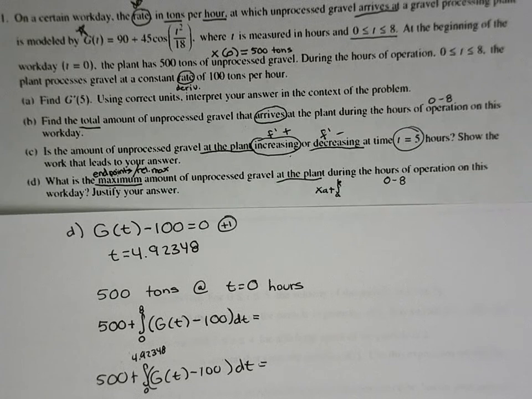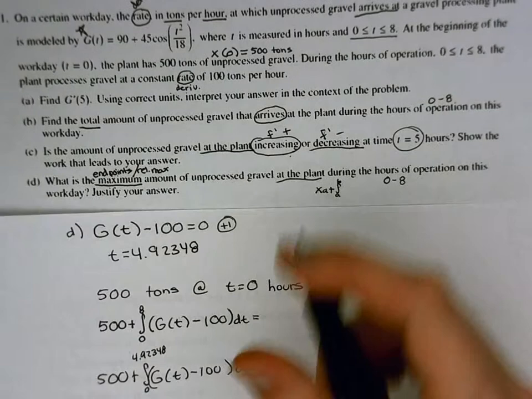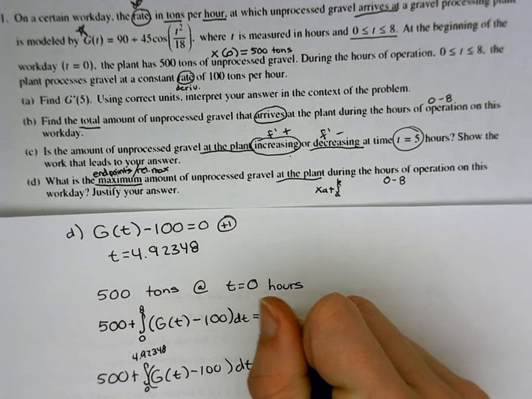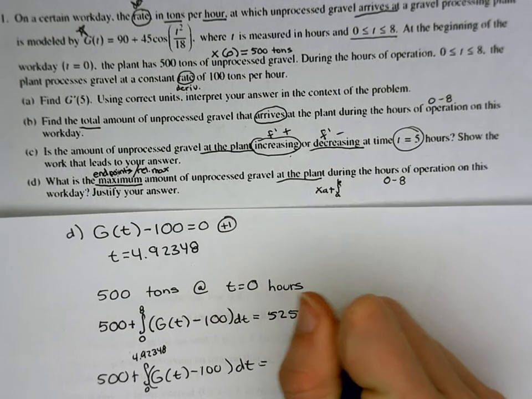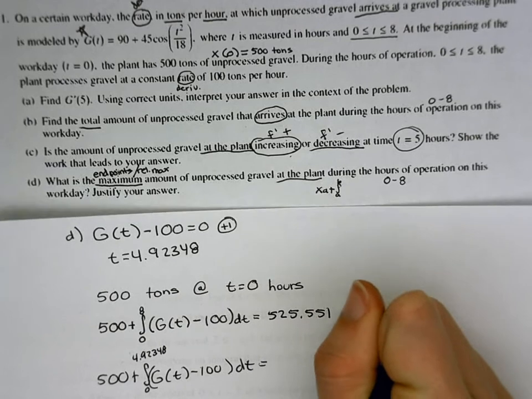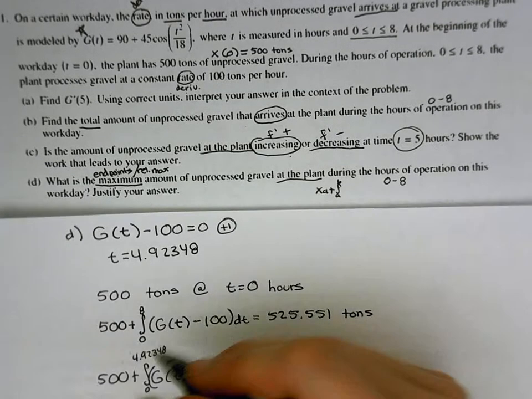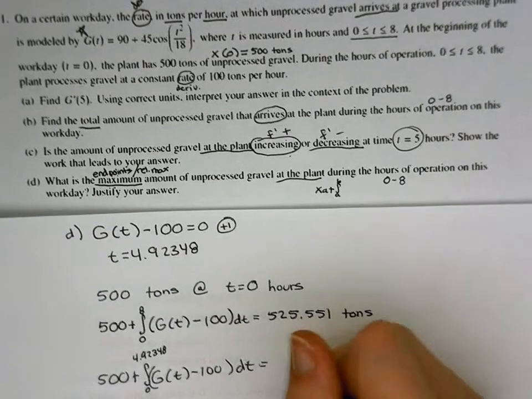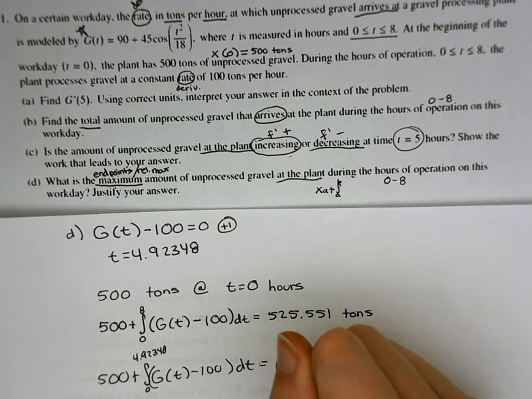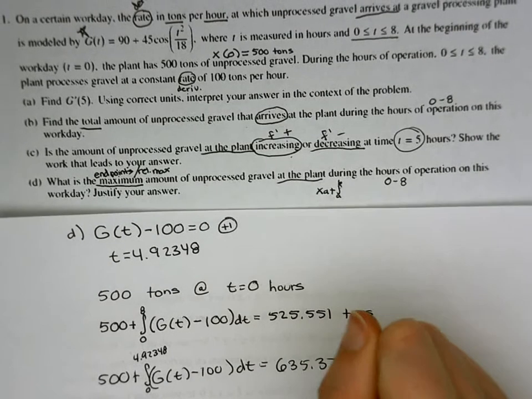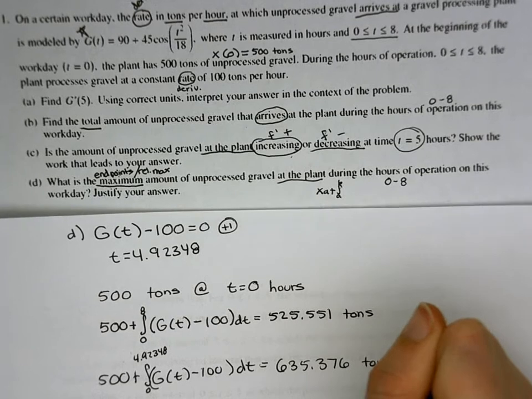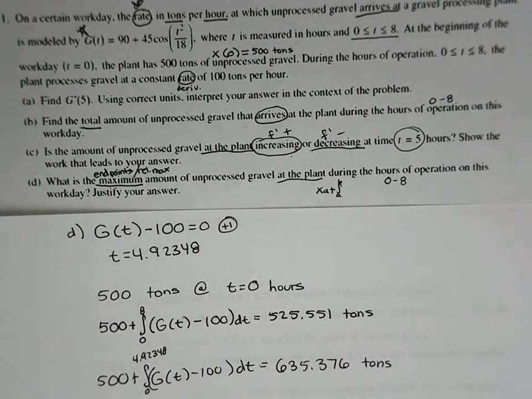Right? And so if you take this and you plug this into your calculator, you get that at t equals 8, we have 525.551 tons. And at t equals 4.92348, we have 635.376 tons. Right? And so where am I at my maximum?